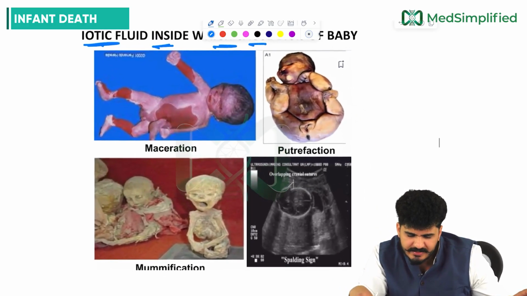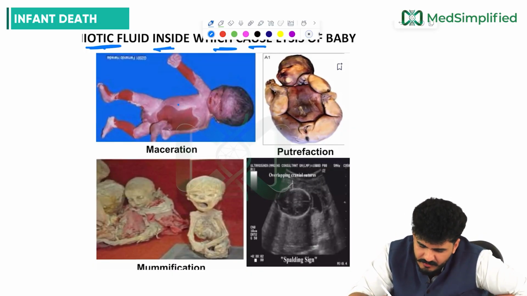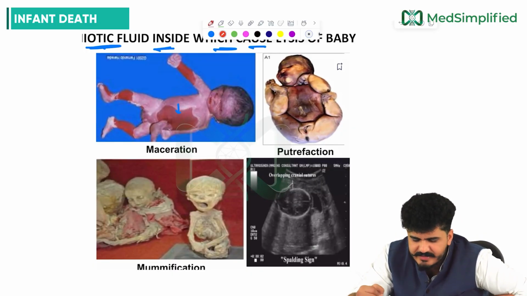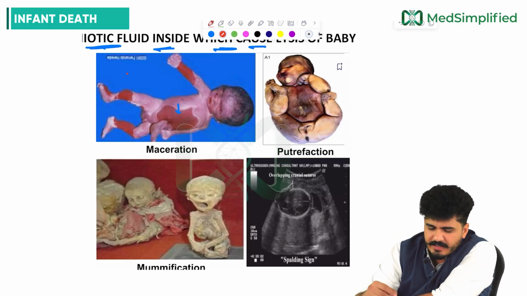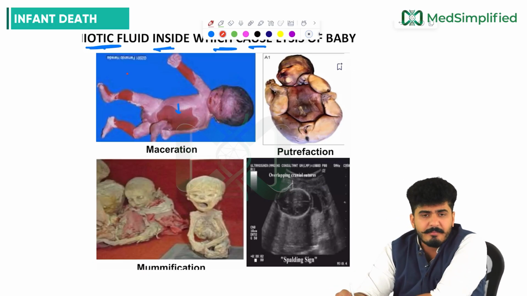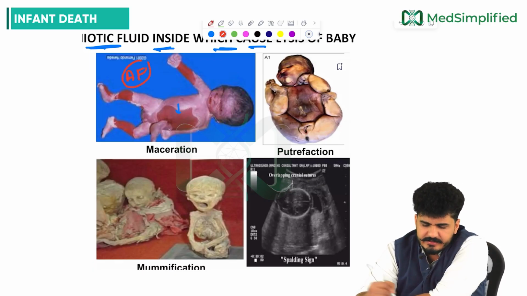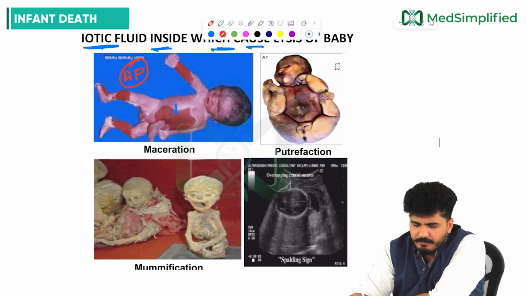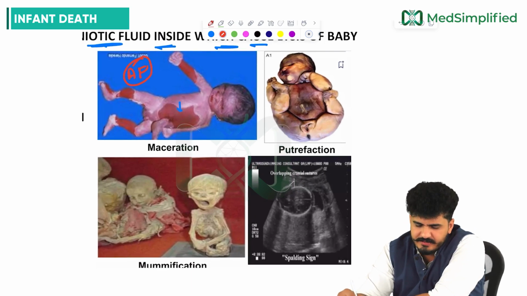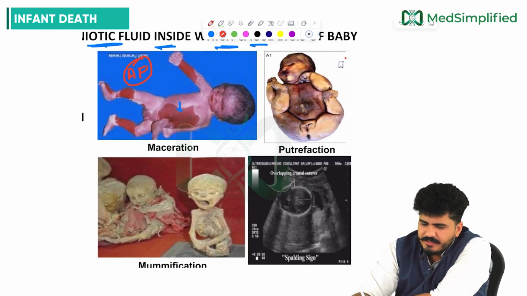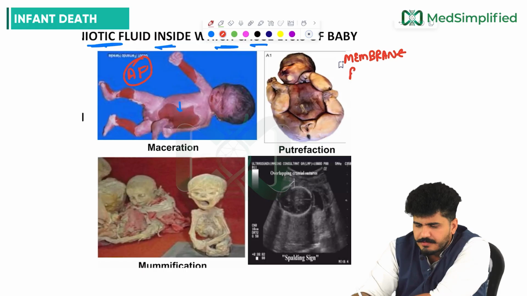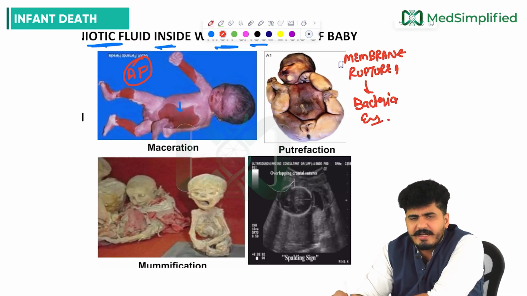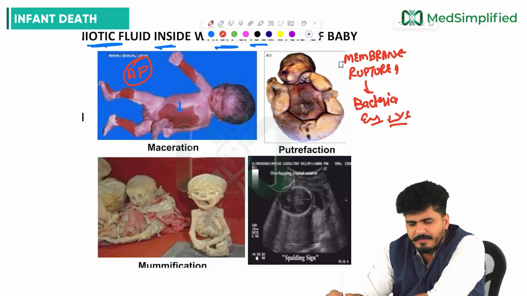If I show you the diagram, this is maceration. The autolysis is happening of a baby's skin. You can see the peeling of the skin over here. The membrane was intact. The cause is amniotic fluid right here, sir. Then coming to the putrefaction. What is happening in the putrefaction, sir? The membrane ruptured. Bacteria entered. And because of that, lysis of the baby happened.